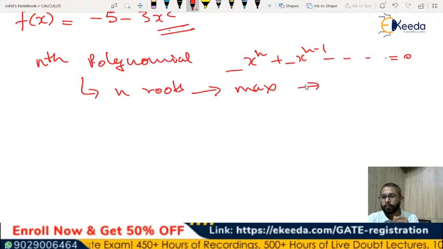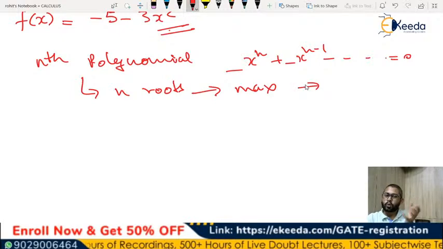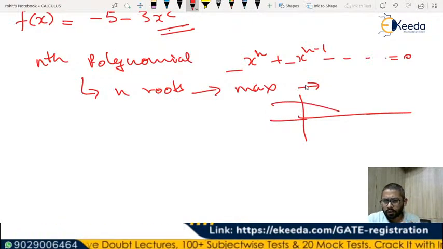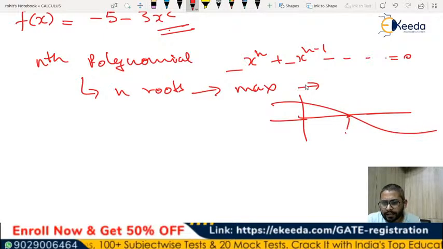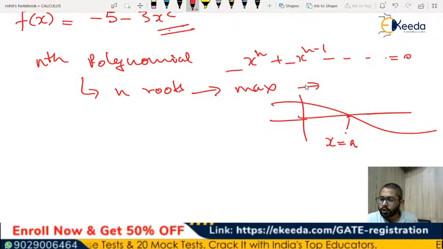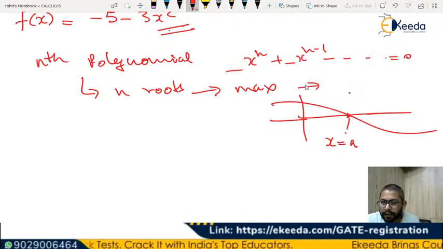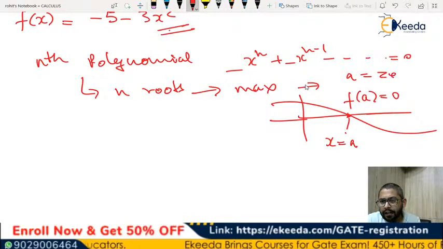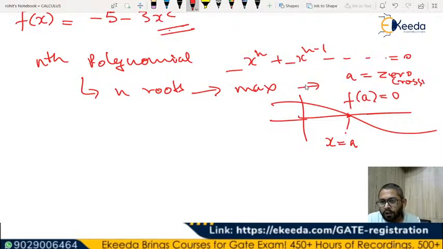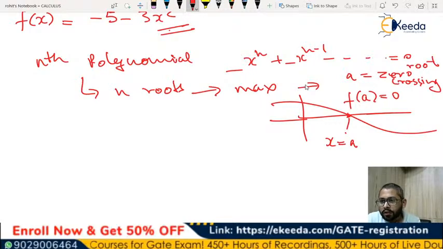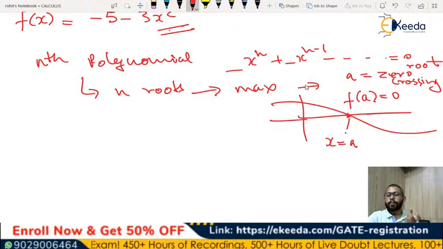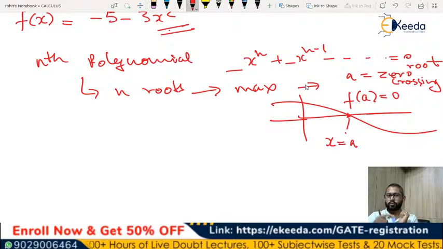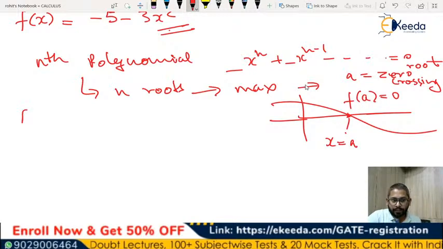So what are these roots? Roots are the zero crossings. There is a question for a cubic equation somewhere. If you say x is equal to a is a root, why do you say this? Because at this point the function value is 0. Then you say a is a zero crossing, or you say it is a root, either way. So an nth order polynomial can have maximum n roots, because we can have repeated roots or complex roots also. Now what about extrema?